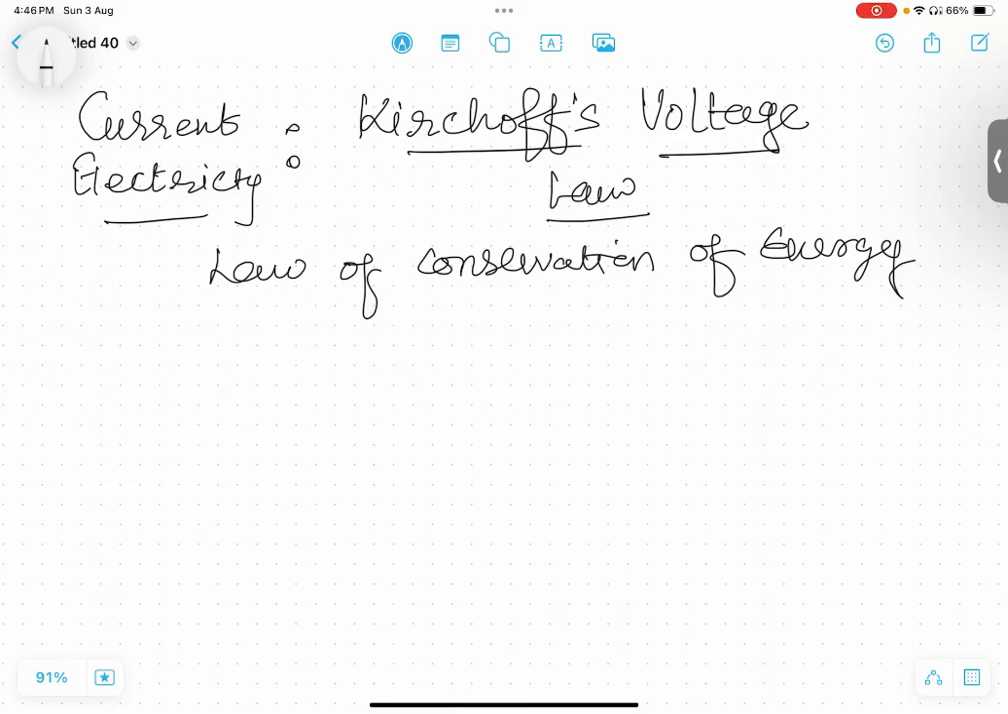Now the charge is moving. In case of current electricity, from where the energy comes and where it goes, that's all is given by Kirchhoff's voltage law, which is nothing but a restatement of law of conservation of energy. How it is restating the law of conservation of energy, we will see. We will discuss the statement of Kirchhoff's voltage law within a couple of minutes. First, let's see how energy comes and where it goes.